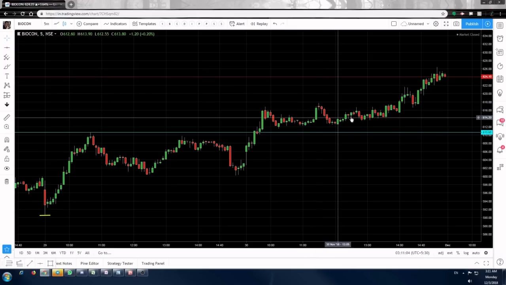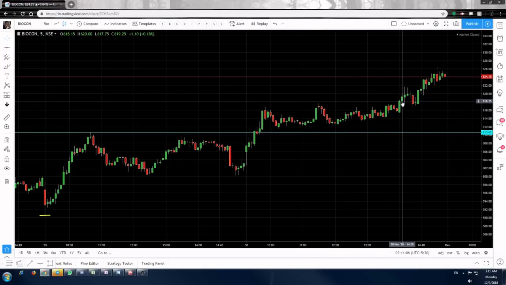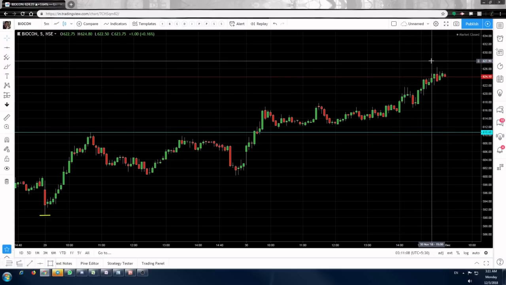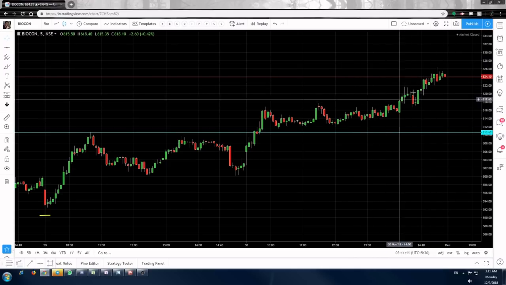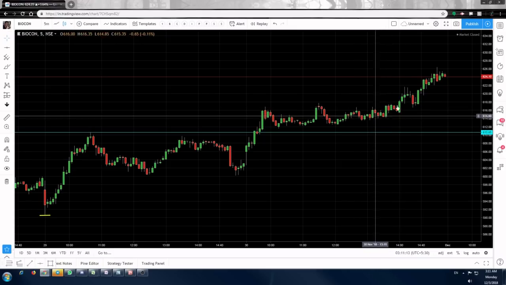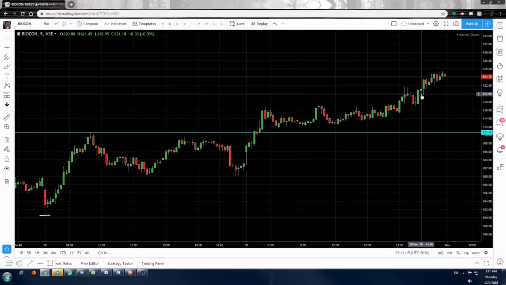In this case obviously it exceeded 618 and it went way higher. But this move, nobody will guarantee that this move will happen. You need to understand that as a day trader.